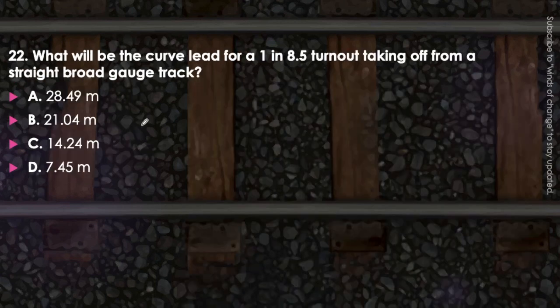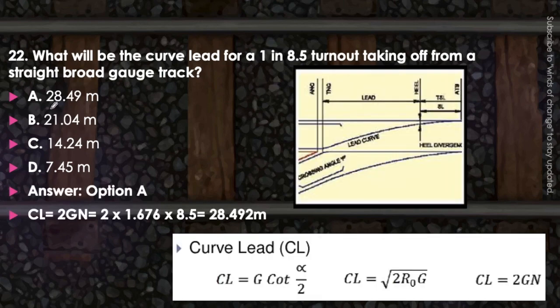Next question. What will be the curve lead for a 1 in 8.5 turnout taking off from a straight broad gauge track? 28.49 meter, 21.04 meter, 14.24 meter or 7.45 meter. Can you recall the formula of curve lead? The answer, on the basis of the formula of curve lead, will be option A, that is 28.49 meter. And what is the curve lead?